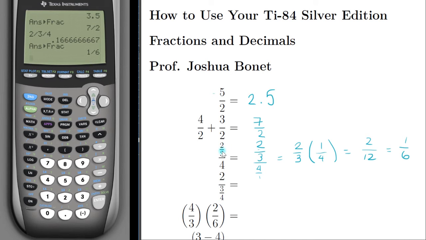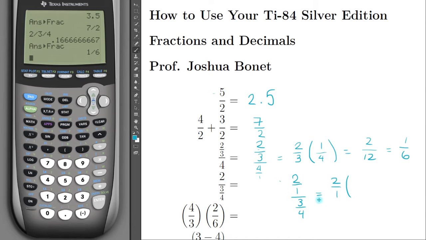Now imagine that I want to find 2 divided by 3/4. Notice that the numbers are the same, but now it's 2 divided by a fraction. Mathematically, this is 2 over 1 divided by 3 over 4, which again we multiply by the reciprocal of the denominator, which is 4 over 3, which gives you 8 over 3. So notice they're not the same value.